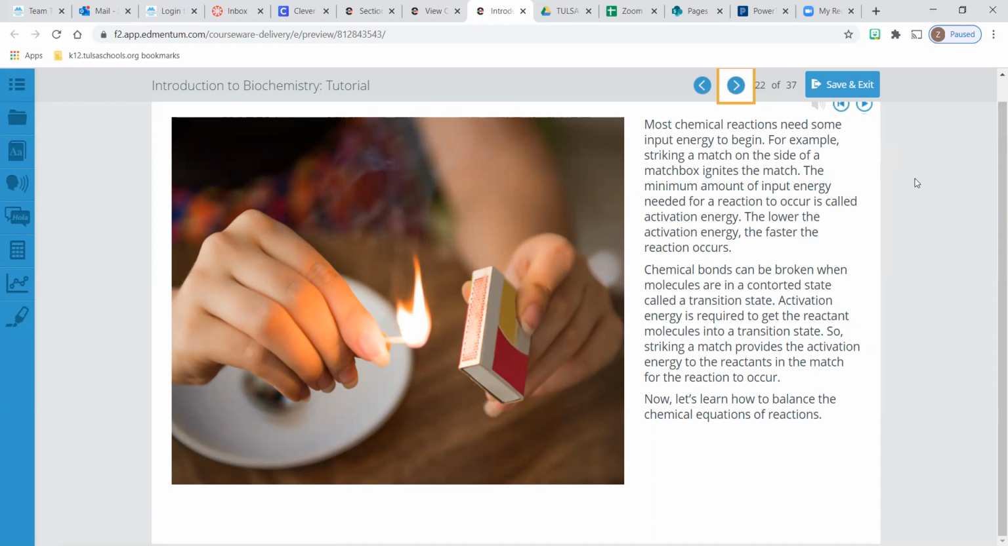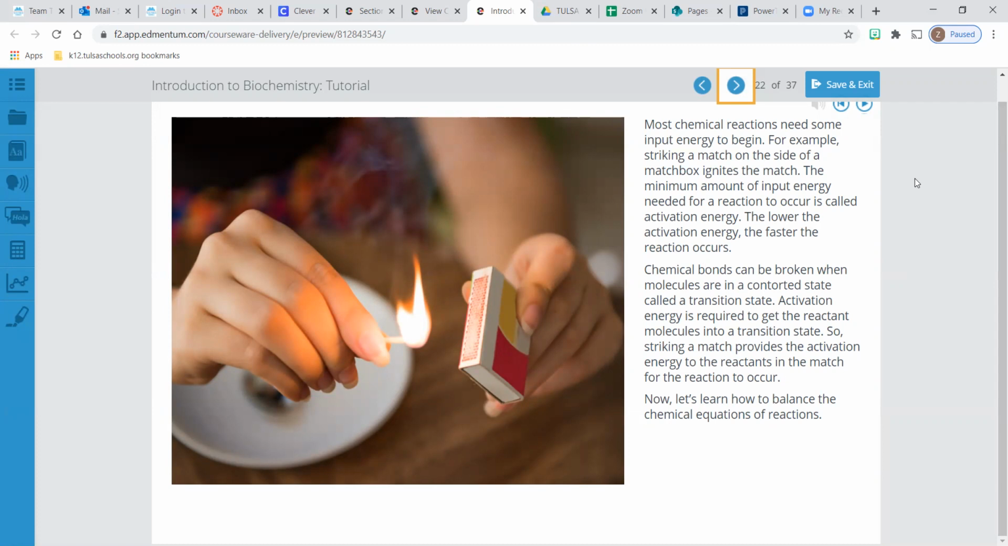And for this type of reaction to occur, you're going to need energy. When you strike a match on the side of a matchbox, it ignites the match, and that's an example of inputting energy. The minimum amount for this to happen is called activation energy. So to activate a chemical reaction, you need to input enough energy to reach activation energy levels. And the lower the activation energy, the faster the reaction occurs.